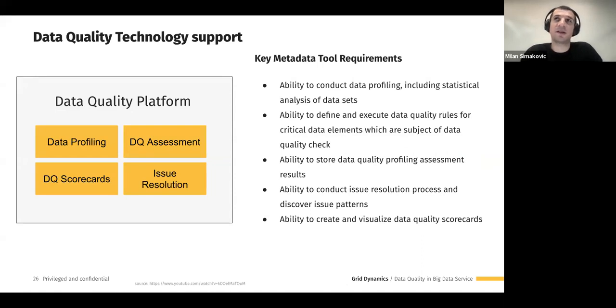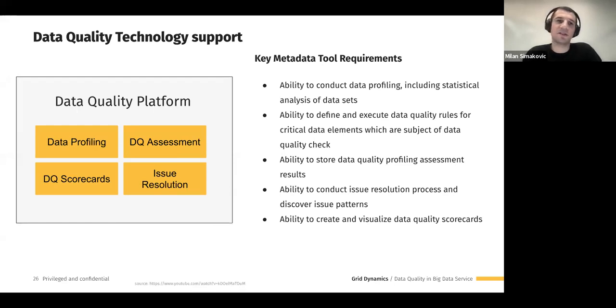That would be it regarding the example. In order to have good data quality, we can't do this on our own. We need to somehow leverage some tools so they can help us speed up the process. And one tool for data quality should cover all 4 steps: data profiling, data assessment, scorecards, and issue resolution.